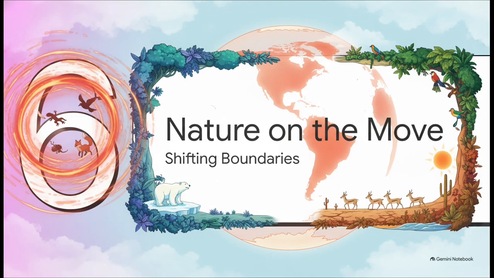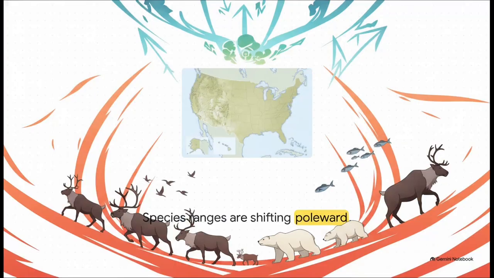Section 6. Nature on the move and shifting boundaries. The ecological fallout of this warming isn't some distant theoretical future. It's happening right now. Because species are locked into their fundamental niches, those very specific temperature ranges they need to survive, a warming planet means the actual map of where they can live is being physically dragged across the globe.